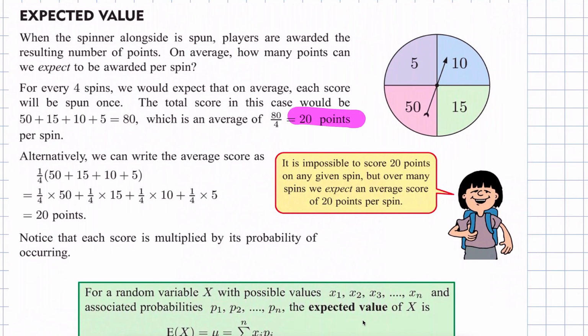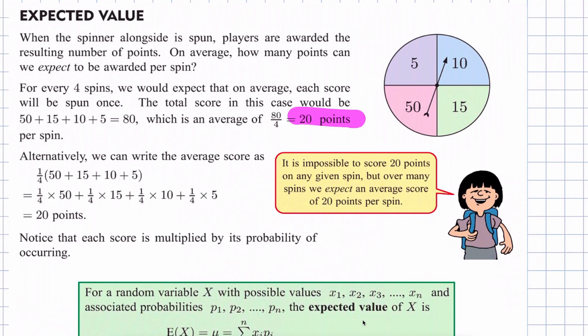It's like when you say, okay, the average number of goals a soccer player kicks per match is 1.3, and you know that they can't actually kick 1.3 in one match. The same with this, expected value is effectively like the average or the mean. So the average points you'll get if you keep spinning that spinner is 20. How? Well, they're all equally spaced around that spinner, so the chances are in 4 spins you'll get 5, 10, 15 and 50. So if you add them up, that equals 80 divided by 4, you get 20.